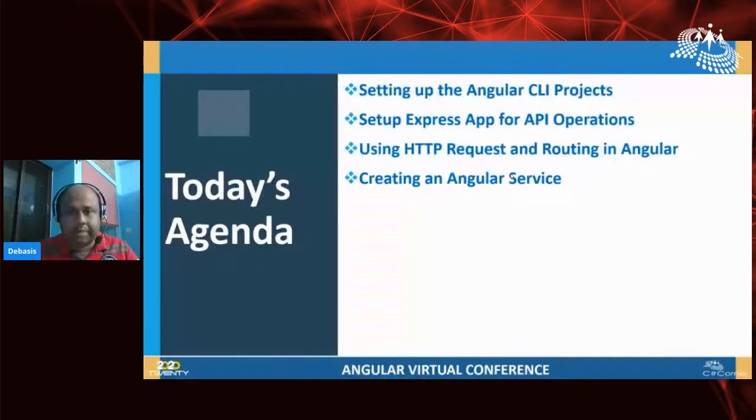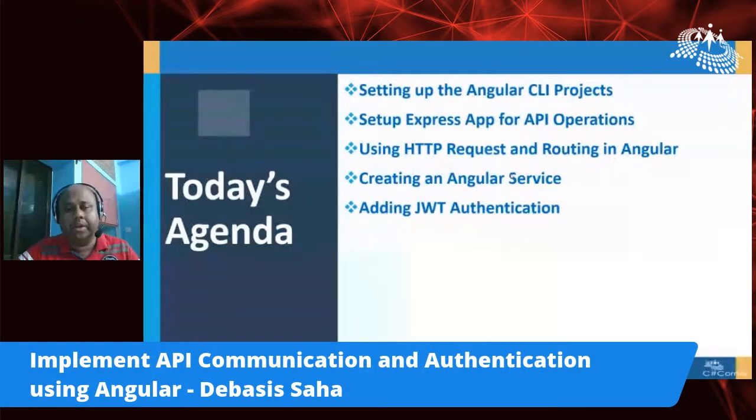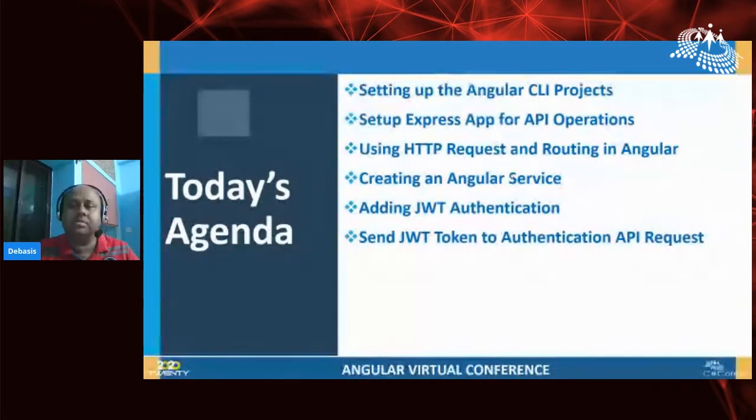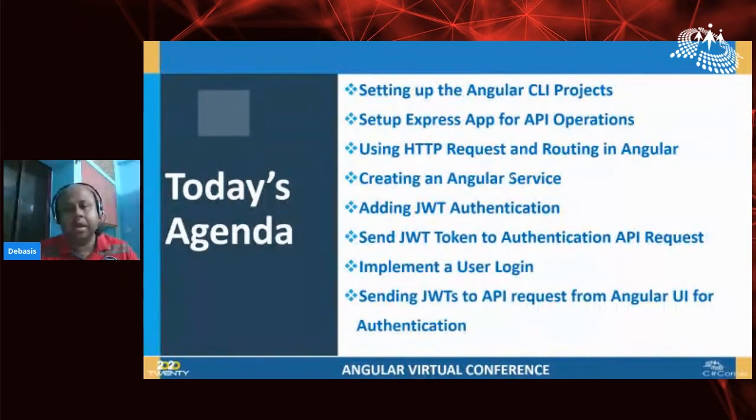Then after that, we will implement JWT authentication in the application so that nobody can access the application or API endpoints without proper authentication, and pass those JWT tokens for authentication purposes to the API requests. And for generating the JWT token, we will implement a user login interface in the product application. Then we will send the JWTs with the API requests from the Angular UI for authentication.